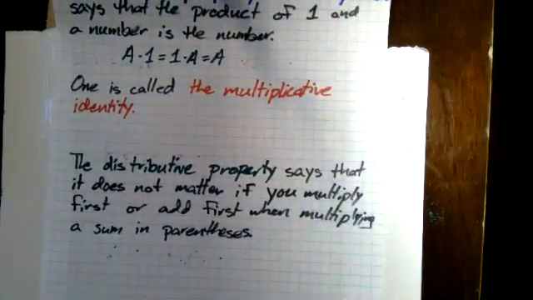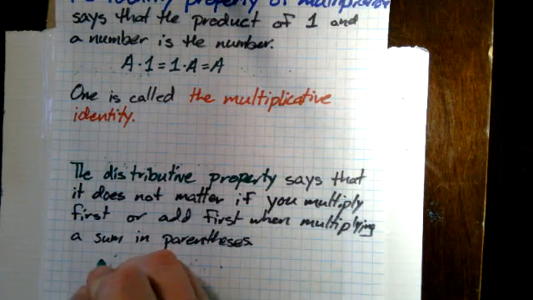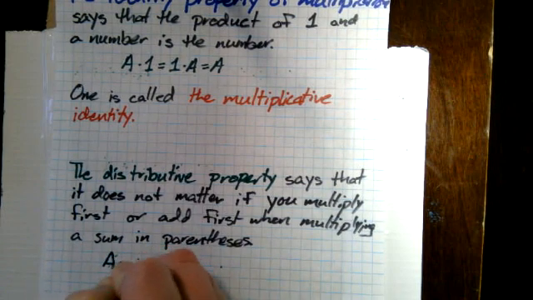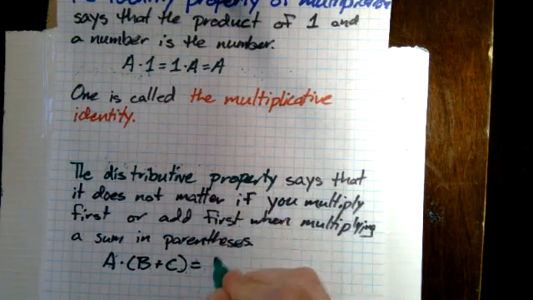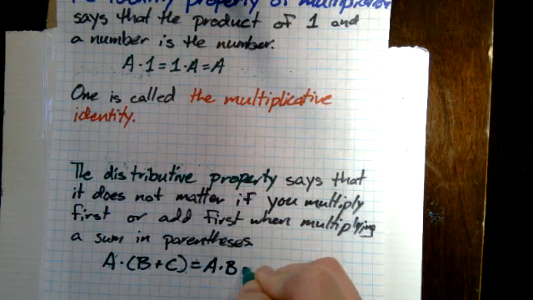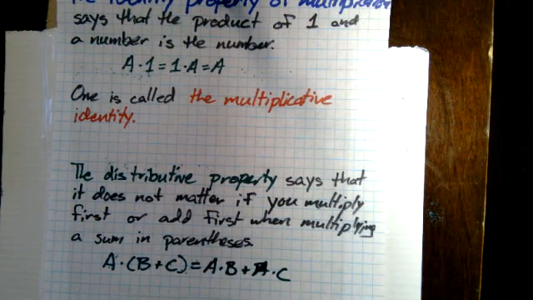Finally, the distributive property says that it does not matter if you multiply first or add first when multiplying a sum in parentheses. So if we have something like A times (B plus C), that's equal to A times B plus A times C. You can do this either way. You can either add the B and C and then multiply by A, or you can multiply both by A and then add the B and C.